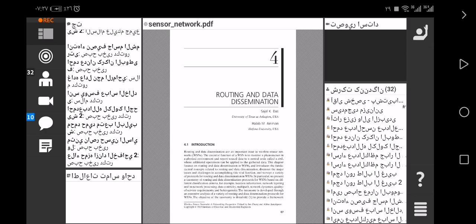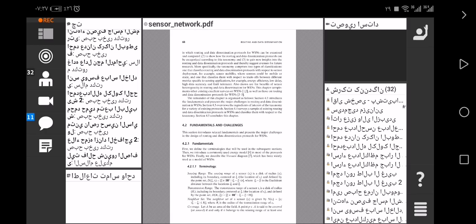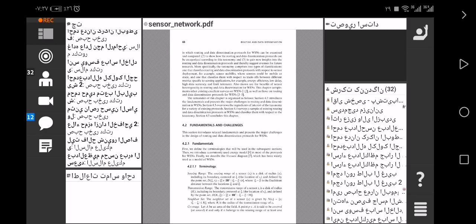The objective of the taxonomy is threefold: 1, to provide a framework in which routing and data dissemination protocols for WSNs can be examined and compared. 2, to show how the routing and data dissemination protocols can be categorized according to this taxonomy. And 3, to gain new insights into the routing and data dissemination protocols and thereby suggest avenues for future research.